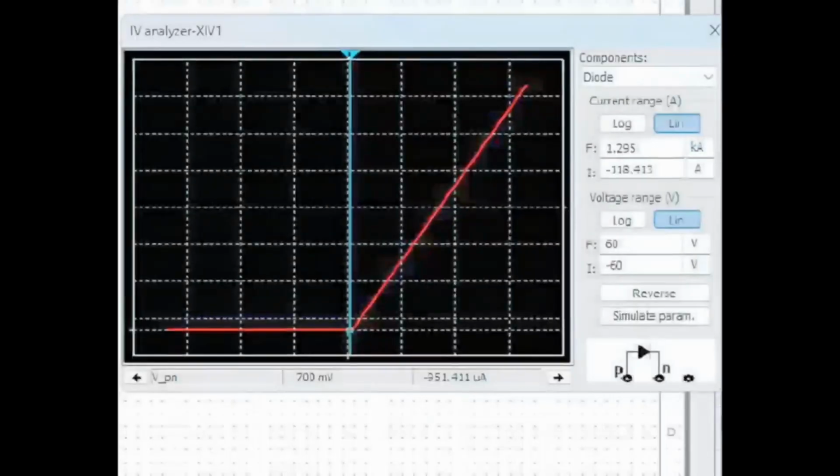To simulate the circuit, we connect the diode with the IV analyzer and then we run it. Lastly, we analyze the circuit and record it to be compared with the result obtained from the graphical method.